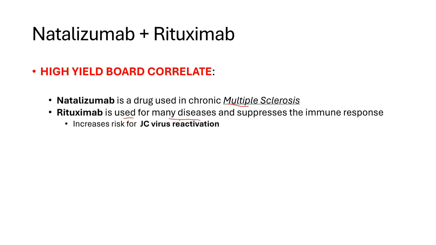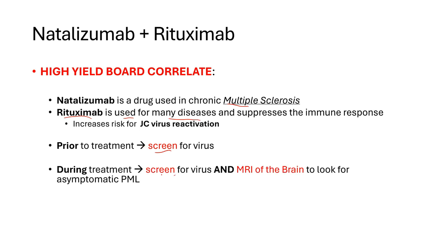Now, prior to starting these treatments, for whatever purpose, either multiple sclerosis, and you'll see sometimes rituximab is very commonly used for some sort of heme cancers or oncologic cancers as well, you need to screen for the virus. If the virus comes back positive, they are not able to get these treatments. If it comes back negative, then during the treatment, we continue to screen for the virus, and they require frequent MRIs of the brain to look for asymptomatic PML.